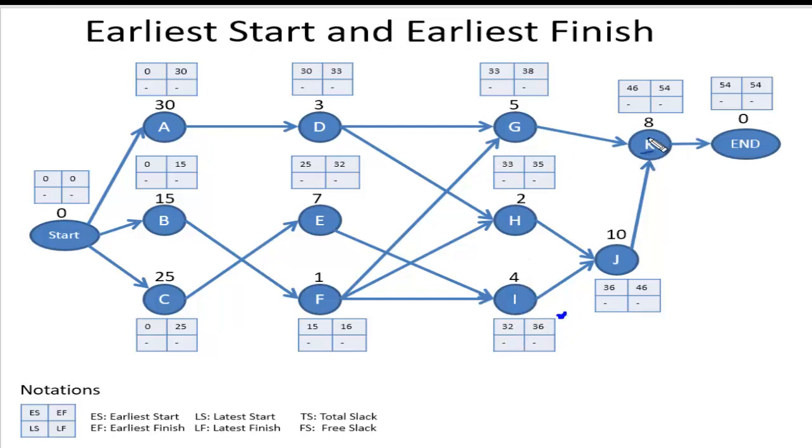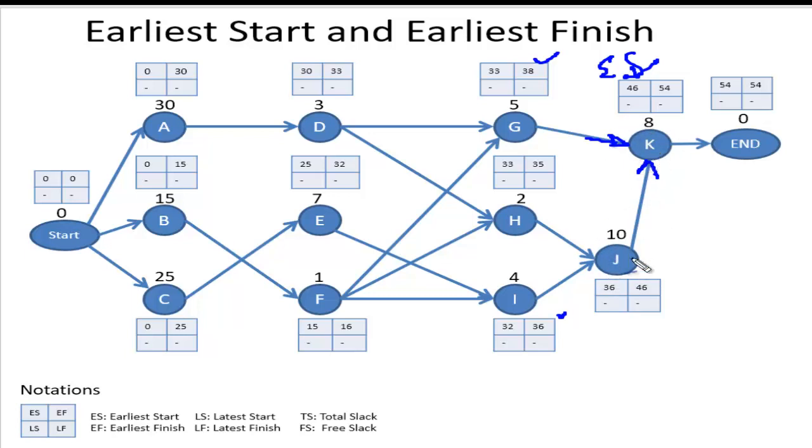Same way for this node K. Two nodes are incident, so the bigger of the two will be here. The finish time is 38. For this one, finish time is 46. So 46 is bigger, so 46 is going to be the start time. Early start time will be 46. And what will be the early finish time? 46 plus 8, that is 54. Okay, now we got the K.